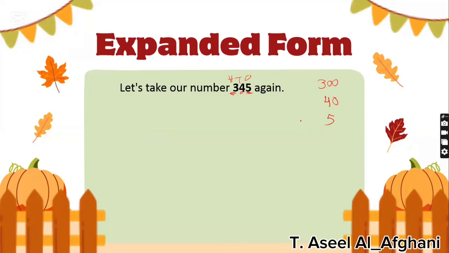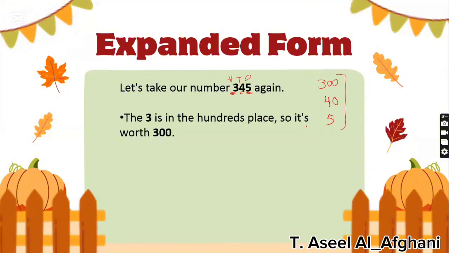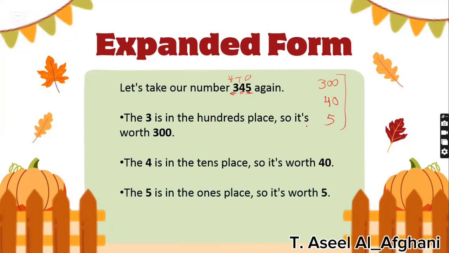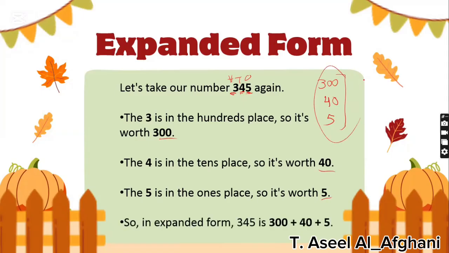And then we write these numbers horizontally and add them. Let me tell you how. We say the 3 in hundreds place, its worth or its value is 300. And 4 in tens place, so its worth is 40. And 5 is in the ones place, so its worth is 5. Finally, to represent the expanded form, we just add these 3 values to each other to get this form. This is the expanded form.